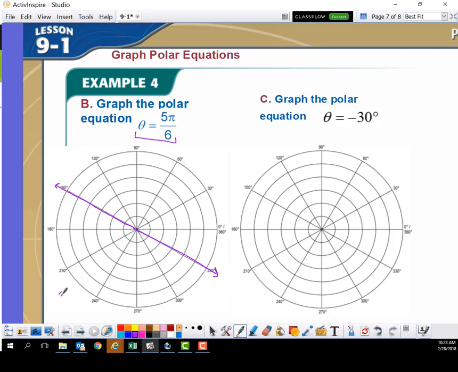Same kind of concept over here with negative 30. You have to find where that's located first. So that would be 30 degrees clockwise. Anything on this part of the line would have a positive directed distance, but remember you won't always have positive directed distances, so sometimes you'll have to go backwards as well. So anything on that line would have a theta of negative 30 degrees.